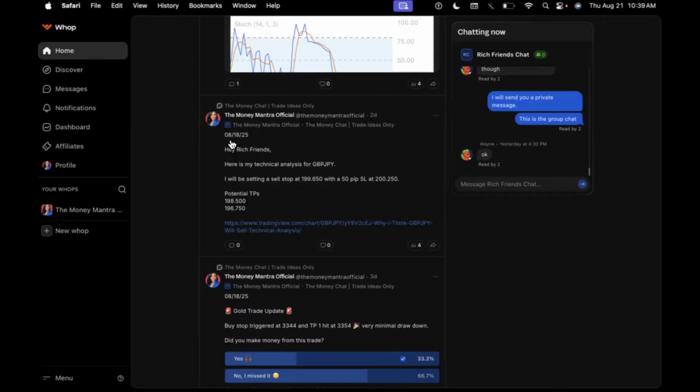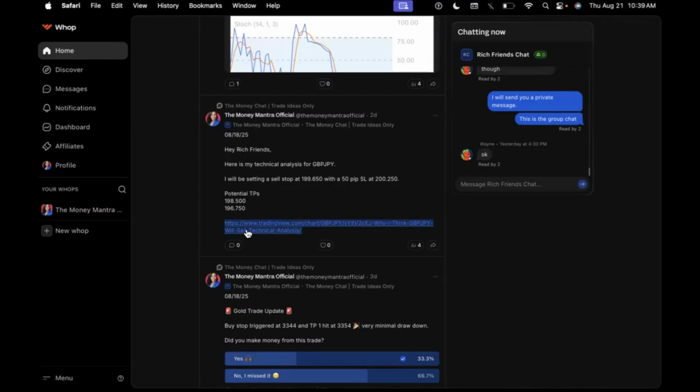I posted this trade on August 18th, 2025. And this is my typical format. I said, hey, rich friends, here's my technical analysis for GBPJPY. I will be setting a sell stop at 199.650 with a 50 pip stop loss at 200.250. And I did give them 2 areas to target for TP.